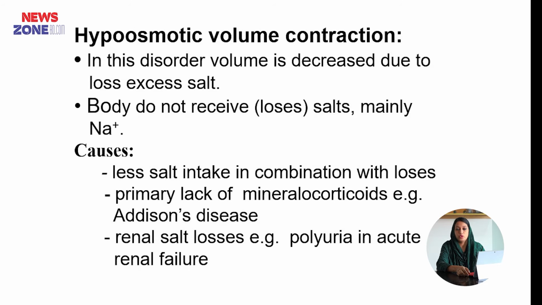Now, hypoosmotic volume contraction. In this disorder, volume is decreased due to loss of excess salt. The body loses salt, mainly sodium. The causes are less intake of sodium combined with loss of sodium ion, and primary lack of mineralocorticoid, Addison's disease, renal salt losses, and polyuria in acute renal failure.